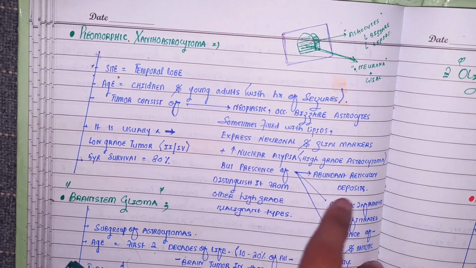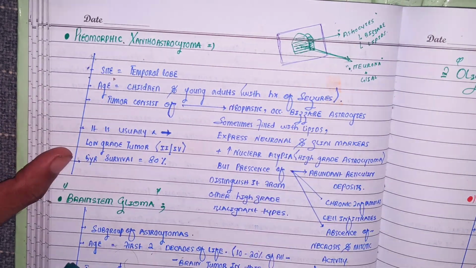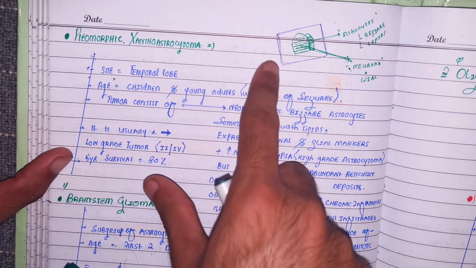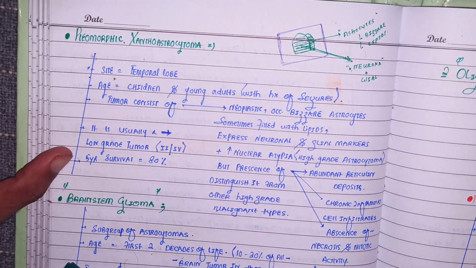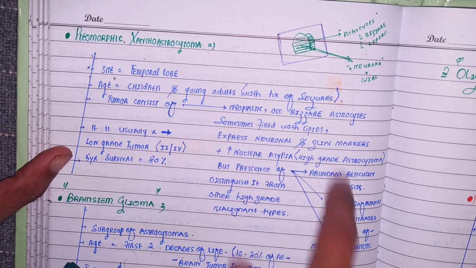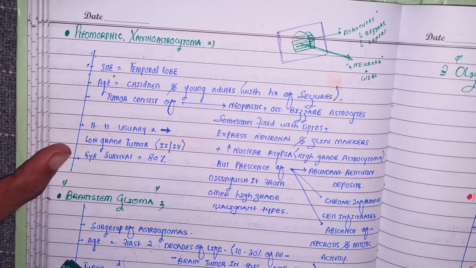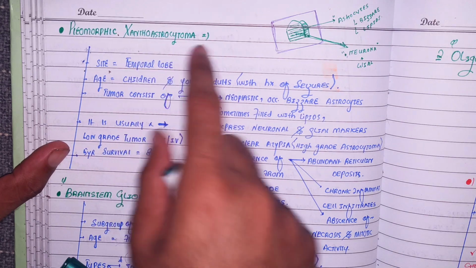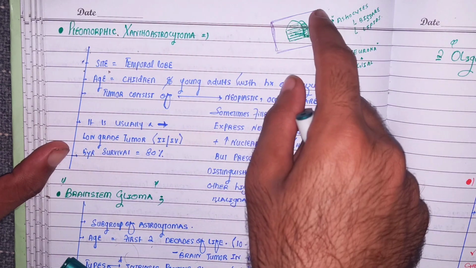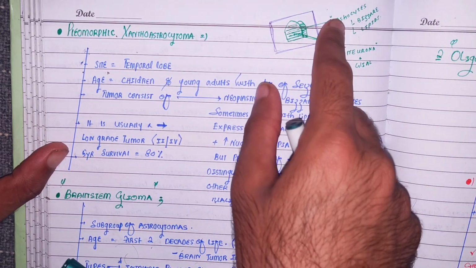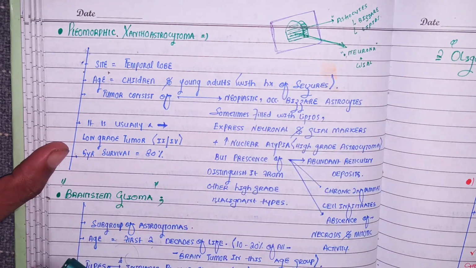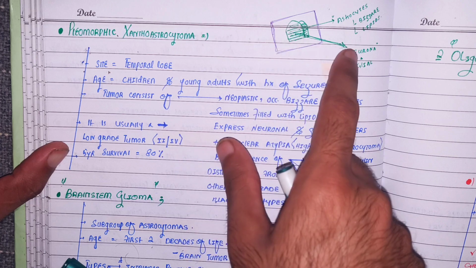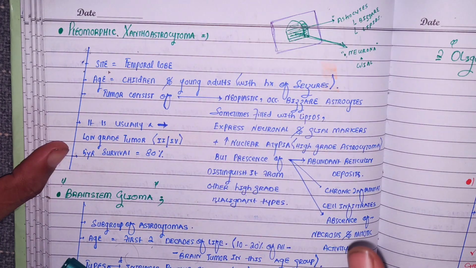Number one, the abundant reticulin deposits in this tumor. Number two, the chronic inflammatory cell infiltrates, the lymphocytes, especially in this tumor, and the absence of necrosis and mitotic activity in this tumor. So now you understand, number one thing about the pleomorphic xanthoastrocytoma, that the tumor is present in the temporal lobe. This tumor is composed of astrocytes, which are bizarre in pattern, filled with lipids. And if you look into this tumor, it will show both neuronal and glial markers.